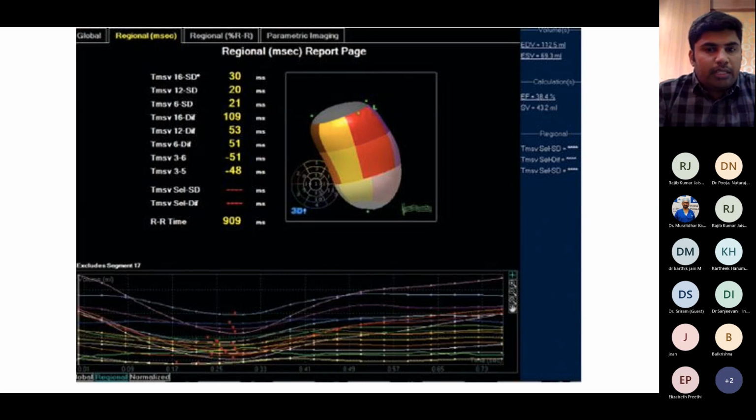the degree of movement, whether it is a normal movement or hypokinetic or dyskinetic, and the time taken for the segment to reach the maximum thickening can also be measured. It's mainly based on endocardial excursion, not on the myocardial thickening.